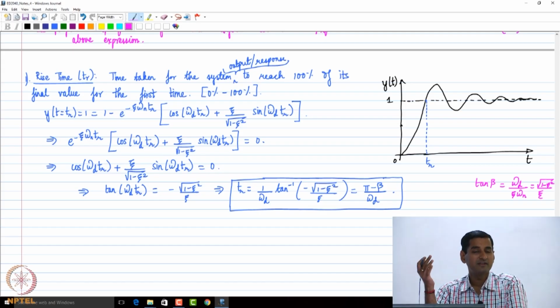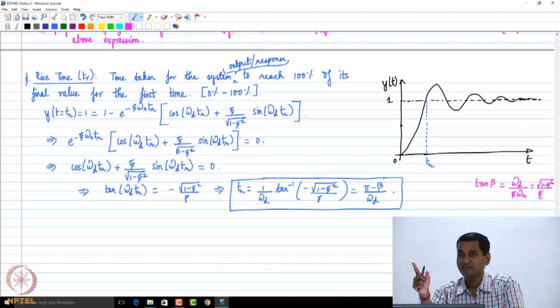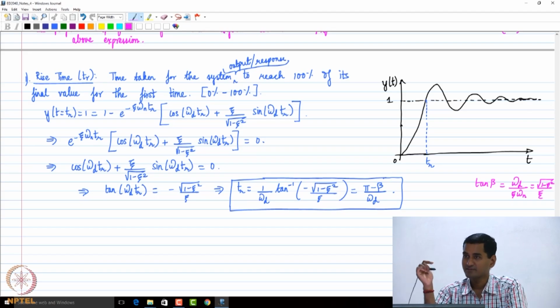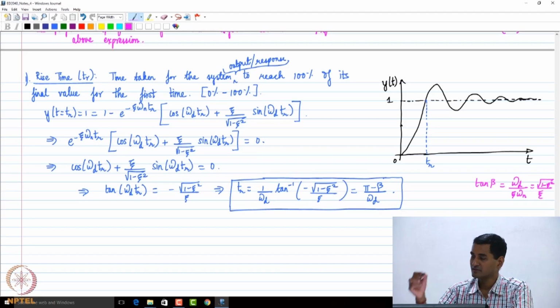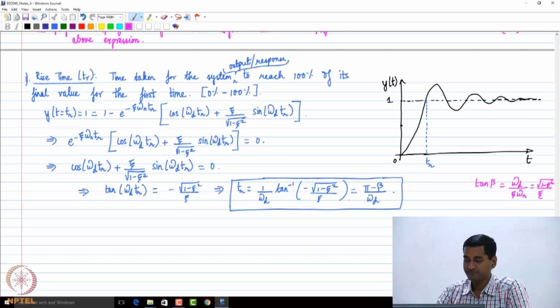See, many people will substitute the natural frequency and damped natural frequency in hertz. Suppose someone gives you the natural frequency in hertz, how do you get omega n? It is 2 pi times fn in hertz. So please remember that. Those things are extremely important. Okay, so this is the expression for tr.